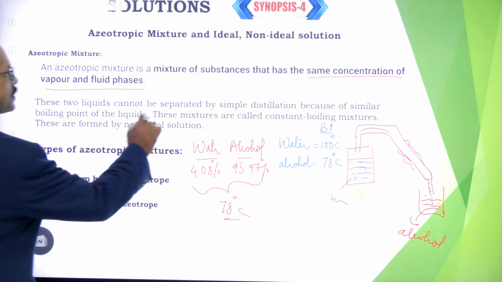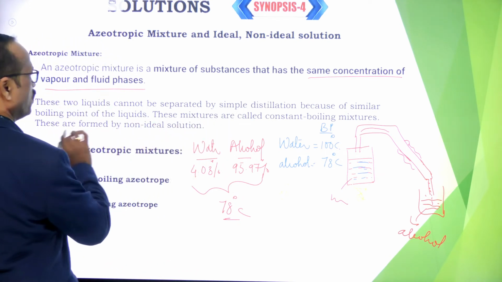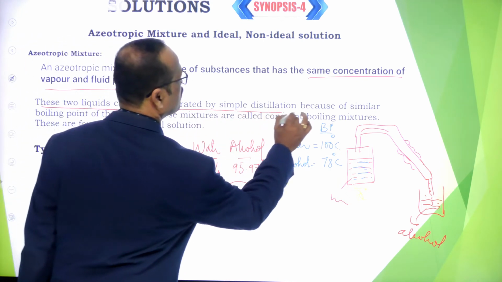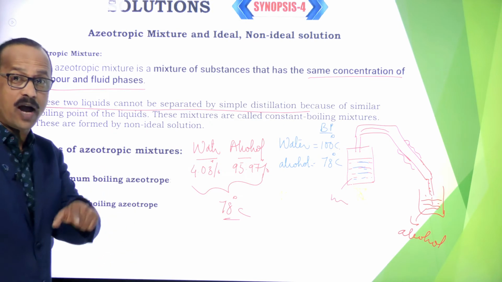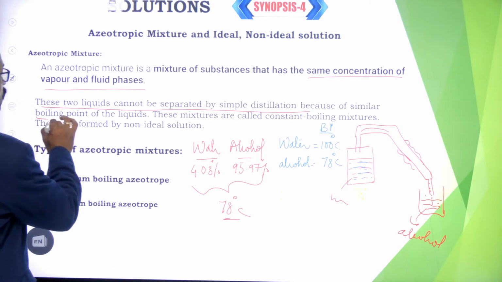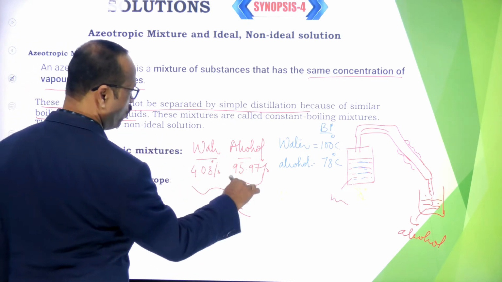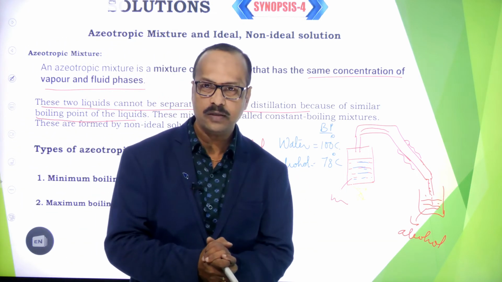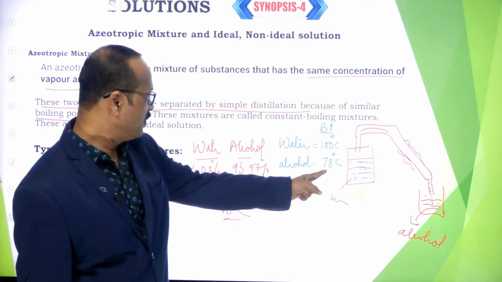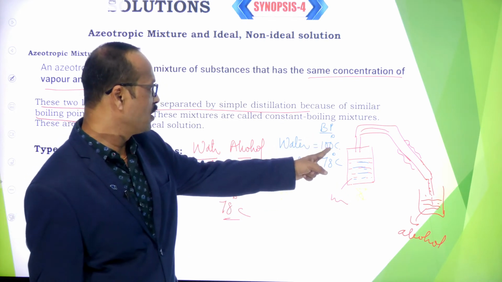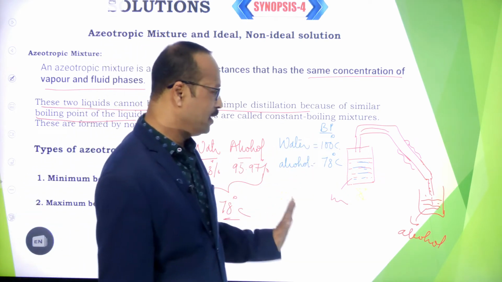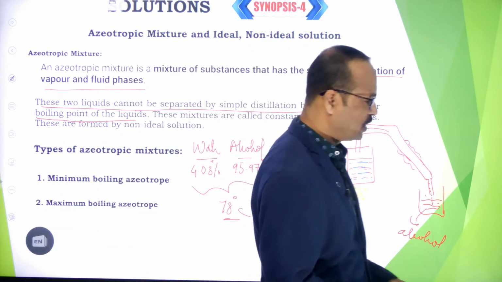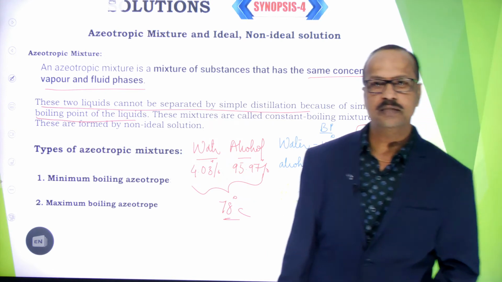So now, see here, these mixtures are constant. You can see these two liquids cannot be separated by fractional distillation. Why? Because of similar boiling points of the liquids. Now both solutions' boiling points become the same. Actually alcohol boils at about 78 and water at 100, but here both become similar. There will be small variations. Is this clear to you?